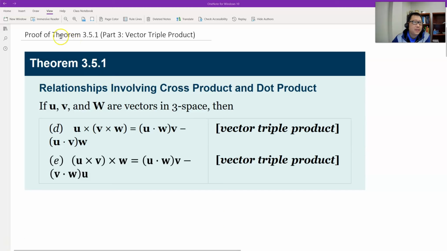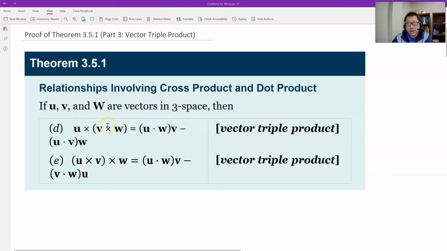In this video, let's prove Theorem 3.5.1, part 3, the last part. This theorem gives us the relationship between cross product and dot product. This part we call the vector triple product. D and E give us a method or a tool to calculate the triple product.